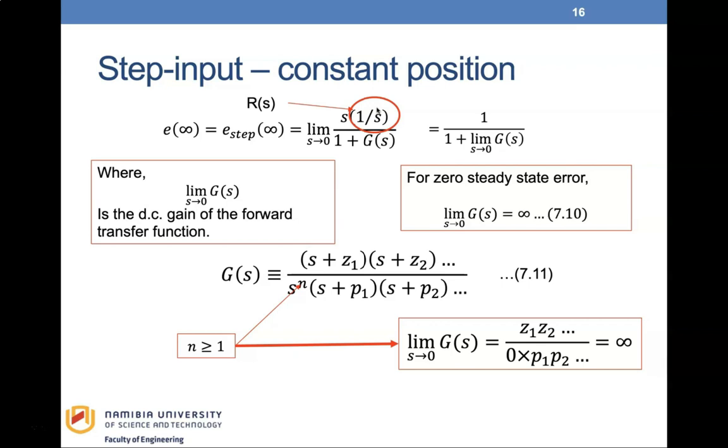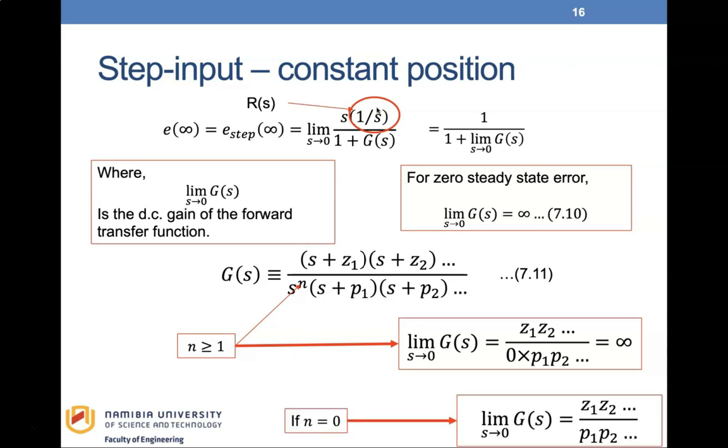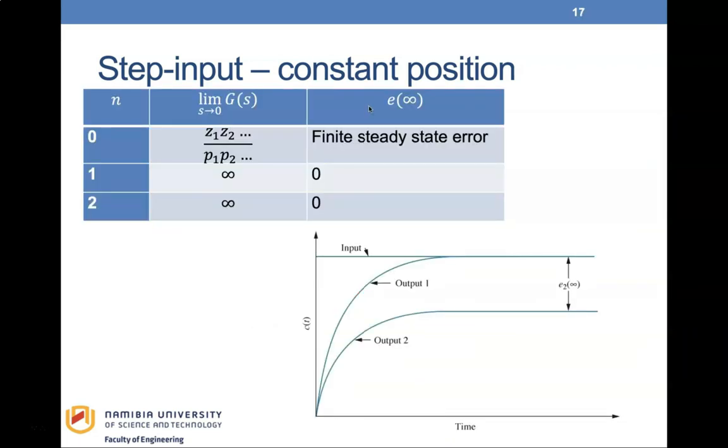If n, on the other hand, is equal to 0, which means we do not have an integrator in the forward path, our limit as s tends to 0 will give us G(s) equal to Z1, Z2 over P1, P2, and so on, which implies that we will have a finite steady state error. This is summarized in this table and illustrated in the figure. For n greater than or equal to 1, we have output 1 with 0 steady state error, and for n equal to 0, we have output 2 with constant finite steady state error.